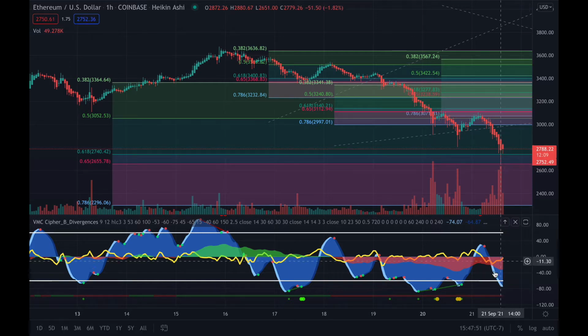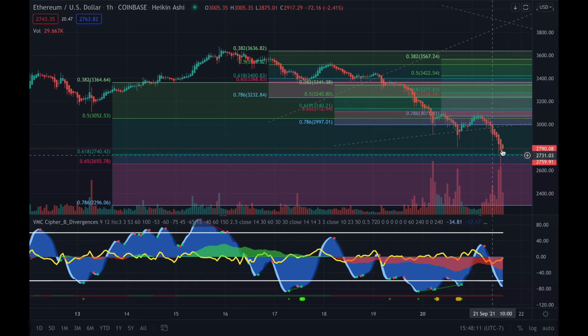Now, with that being said, something else important to know is that we have divergences. You want to look for bearish and bullish divergences. Bullish divergences mean the price is going to change from going down to going up. Bearish divergences mean the price is going to change from going up to going down. And one of the biggest ways we spot that is we look for Fibonacci levels.